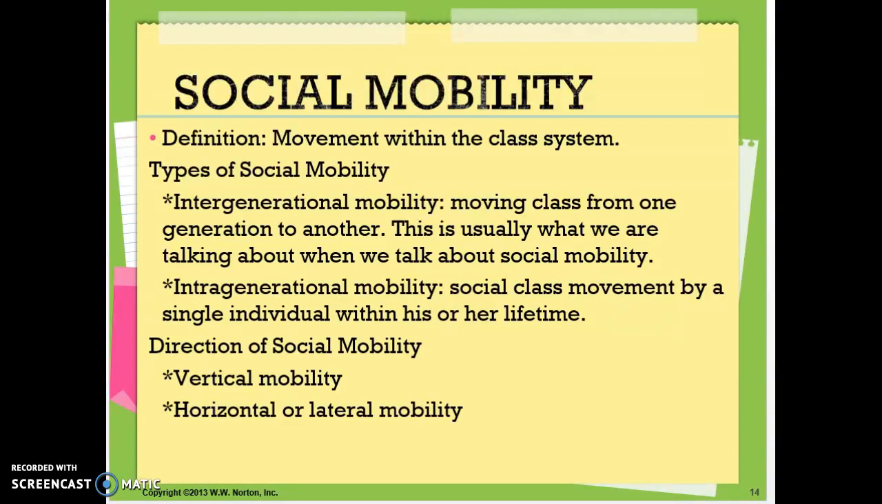There are several types of social mobility. There's intergenerational mobility, which is mobility from one generation to the other, and intragenerational mobility, when one person moves social class within his or her lifetime. Usually when we talk about social mobility, we are talking about intergenerational mobility, or our ability, or the fact of moving into a different social class than our parents.